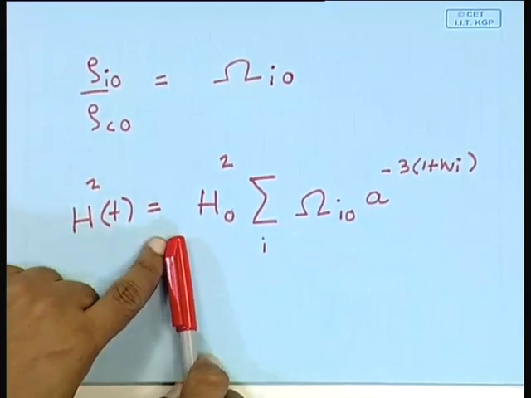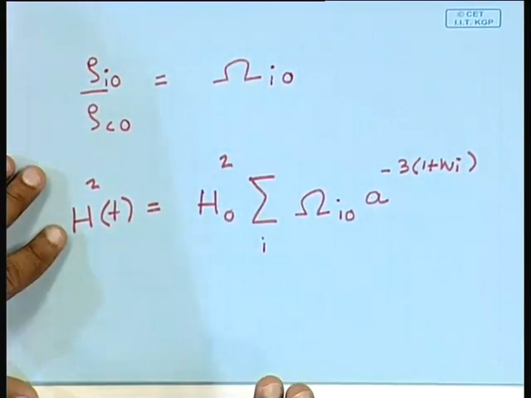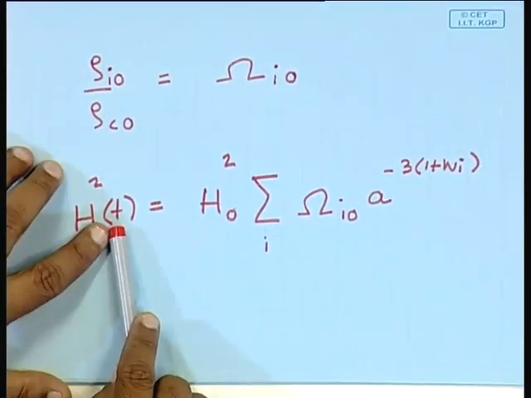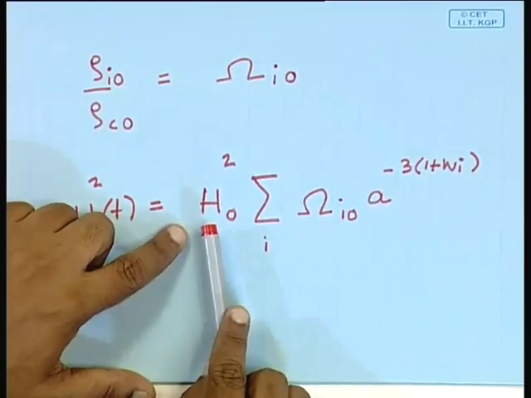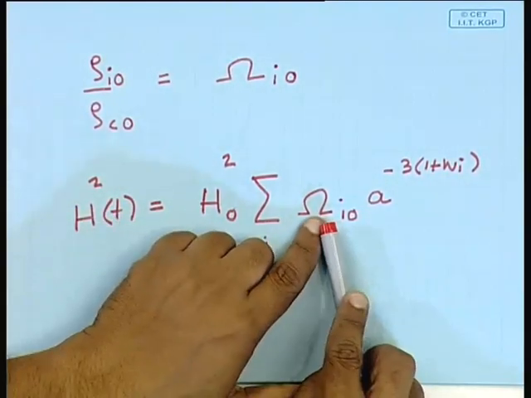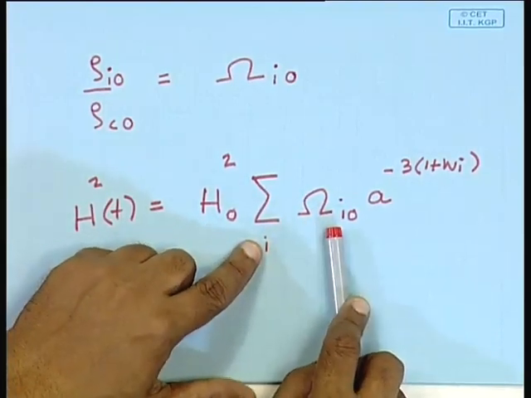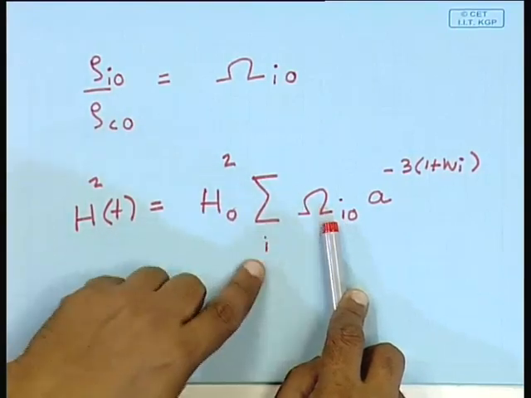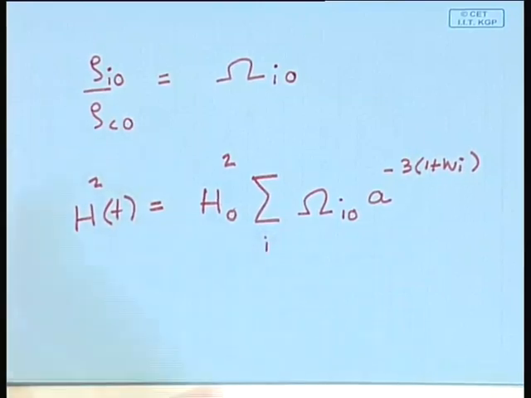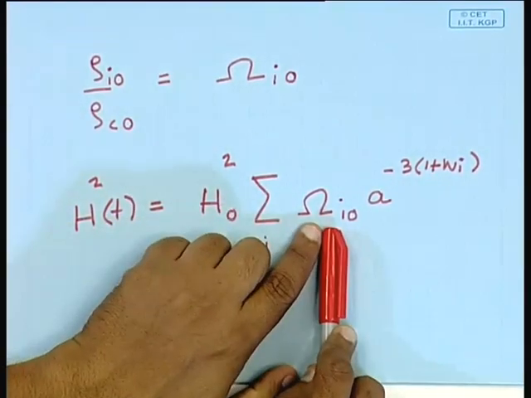This equation tells you the expansion history of the universe in terms of quantities defined at the present epoch. Let me repeat, this equation tells you the Hubble parameter as a function of time in terms of quantities all defined at present. H naught is the present value of the Hubble parameter, and omega i naught are the present values of the density parameters for the different components of the universe. So, the expansion history is given in terms of the present value of the Hubble parameter and the present values of the density parameters.